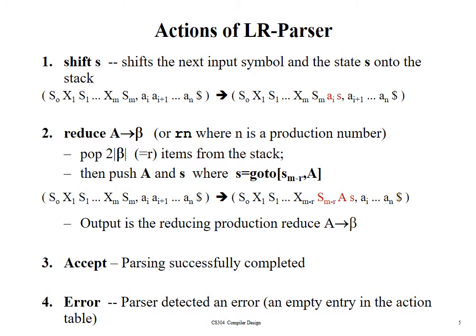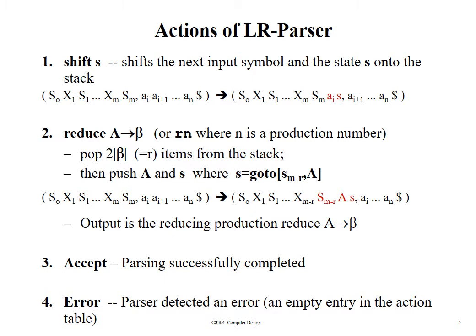But before that, we have to push the left hand side of the production, that is capital A, onto the stack. So now the stack top is having capital A. So next step, we have to observe the go to part of the parsing table corresponding to SM minus R and A. There we can see a state. That state also is required to be pushed onto the stack top. Then after performing the reduce action, we have to output that particular production.